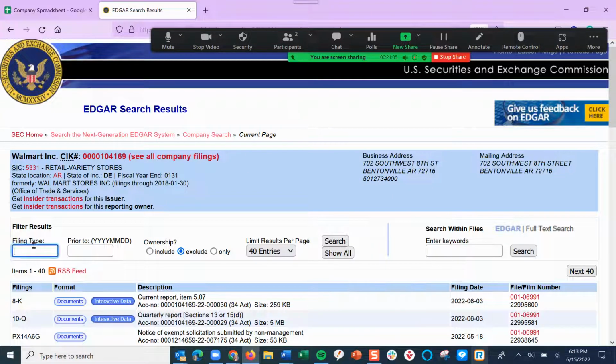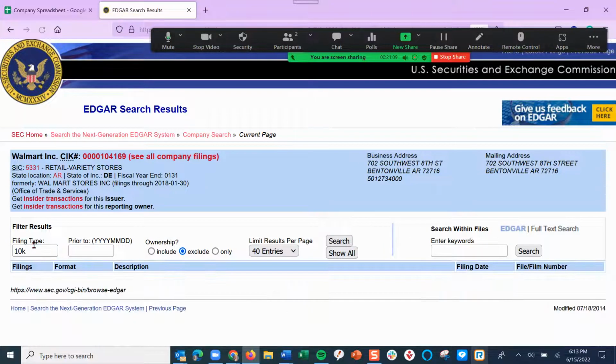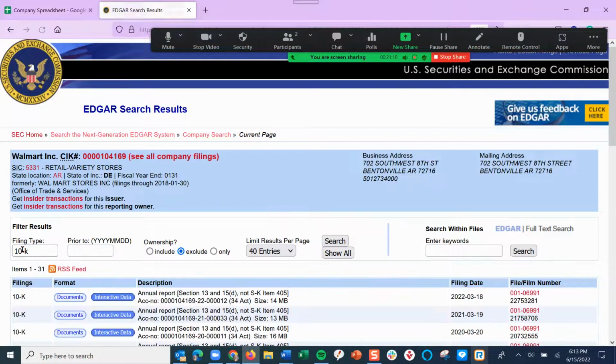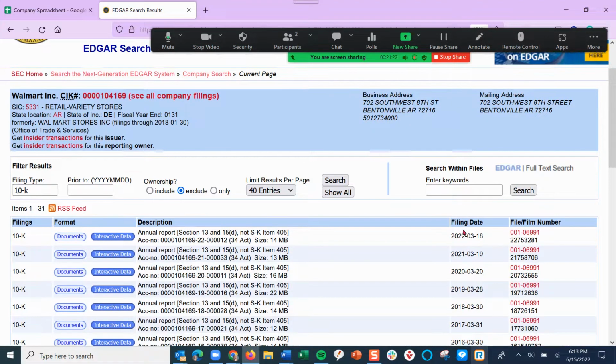I'm going to go to filing type. When I put in 10K, which is the annual report, and I hit return, it says nothing. The syntax is kind of important, how you type it. If I put in 10-K, we got a winner. We've got the 10-K, the filing dates are March 18, 2022, March 19, 2021, March 20th, 2020, March 28, 2019. So these are annual reports.